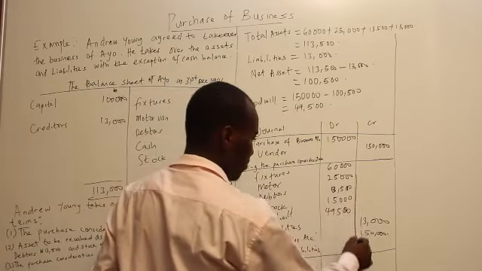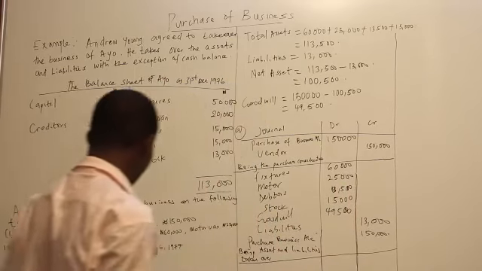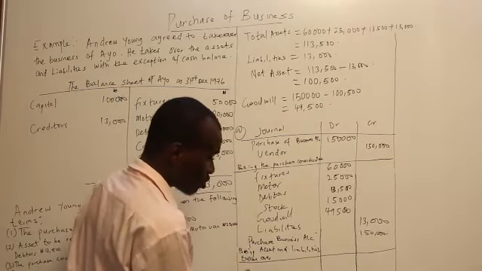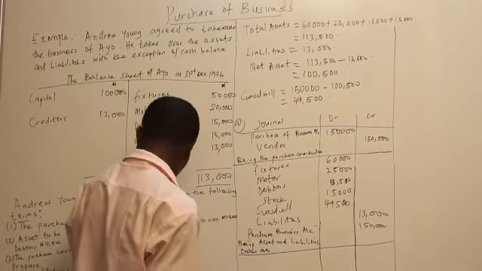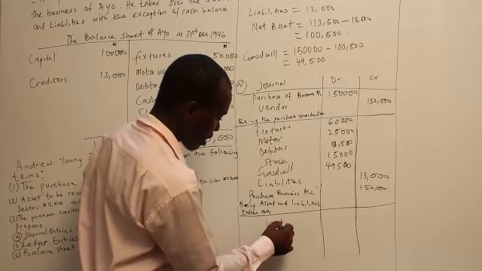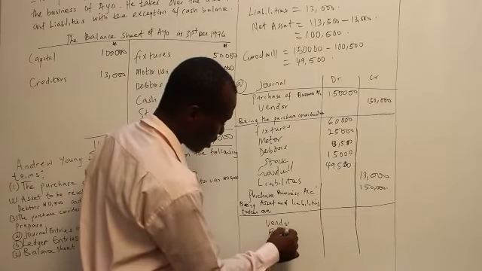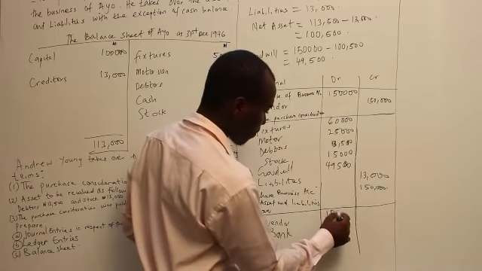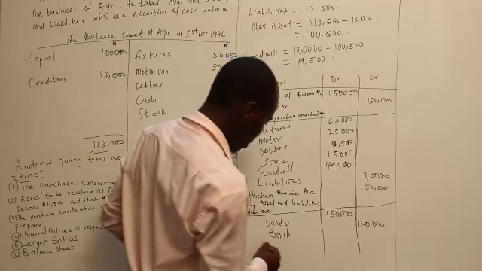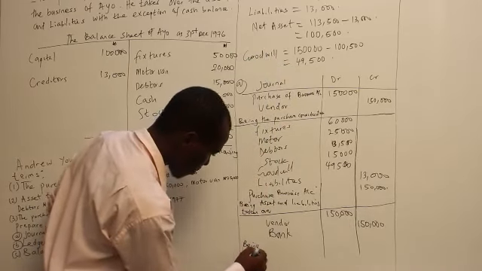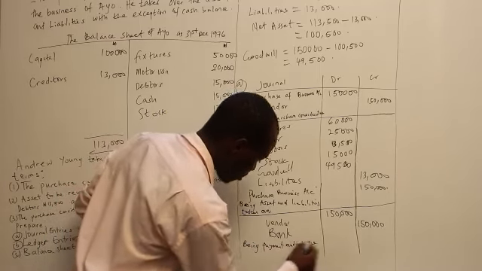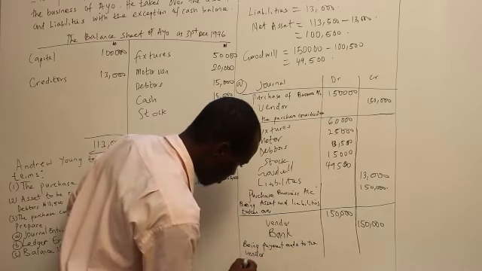Now the next thing is payment of cash to the vendor on 4th January 1977. So when the cash is paid to the vendor, we debit vendor account and credit bank account or cash account, any of it. So we have 150,000 naira. That will be being payment made to the vendor.